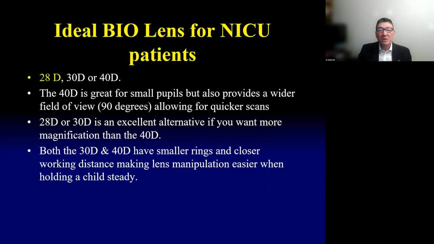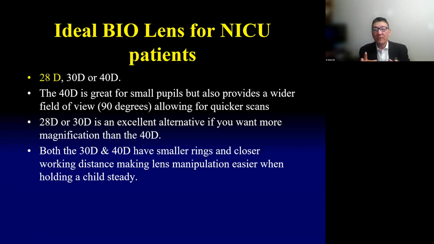So how do you examine the patient in the NICU, and what is the ideal lens? Typically, most people around the world use 28, 30, or even 40 diopters. I've actually seen people use 40. And some people are just used to using 20, so they just use 20, which I think is okay. I typically use 28. 40 diopters is great. 40, 28, 30 is ideal for a small pupil, but also provides a wider field of view.